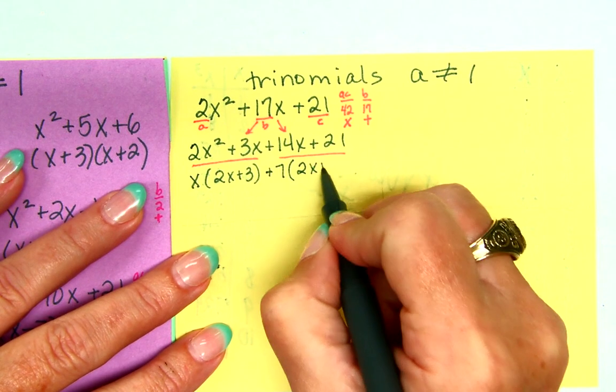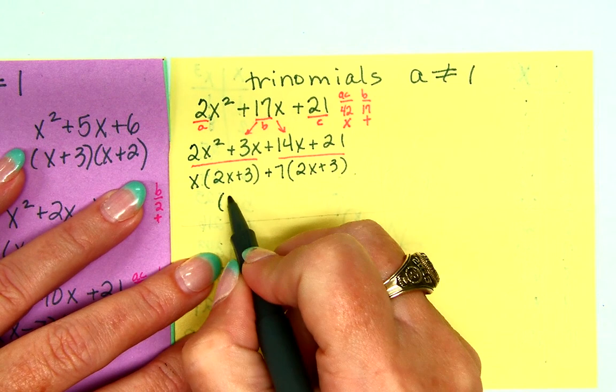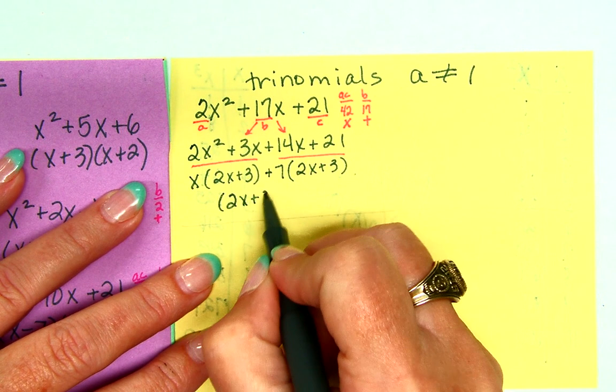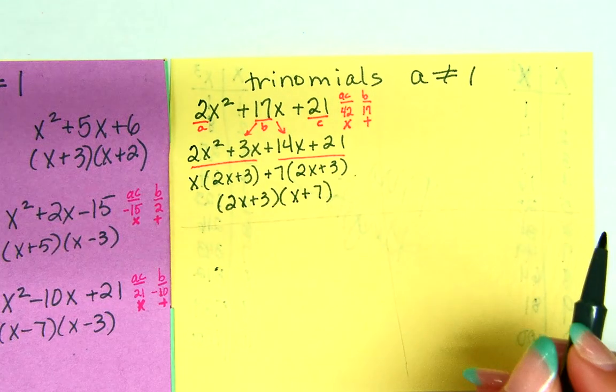2x plus 3. So what do these 2 terms have in common? 2x plus 3, and what's left? x plus 7. And we're done.